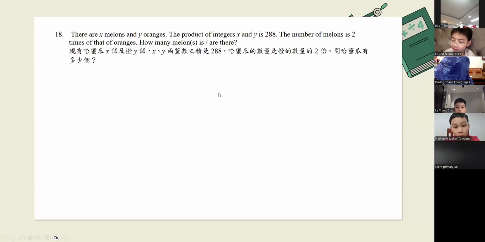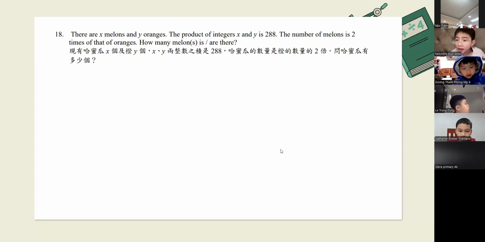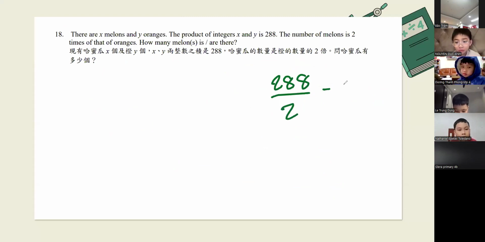Let's have number 18. So there are X melons and Y oranges. The product of integers X and Y is 288. The number of melons is 2 times that of oranges. And how many melons are there? That's the question. If you have questions like this, we just have to divide 288 by 2, right? Let's show it here. 288 divided by 2, you'll get 144.